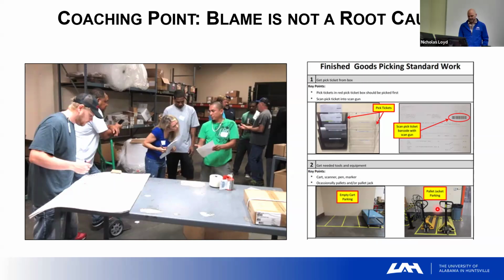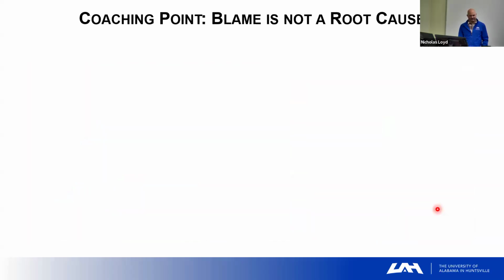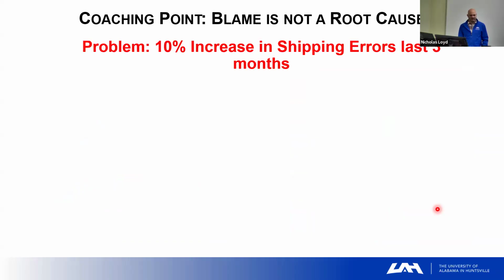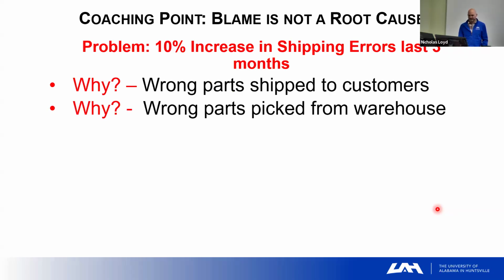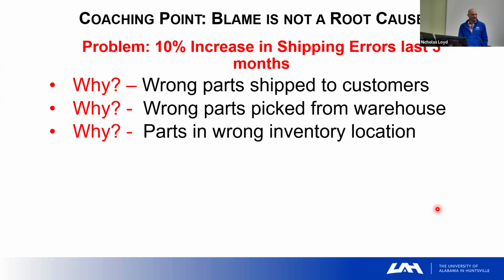So I was really curious. I was like, how did this 5 why actually work? This was a poorly executed 5 why. The problem: 10% increase in shipping errors in the last 3 months. First question, we rephrase the problem as a question. Why were wrong parts shipped to the customer? Because the wrong parts were picked from the warehouse. Why were the wrong parts picked from the warehouse? Because parts were in the wrong inventory location.